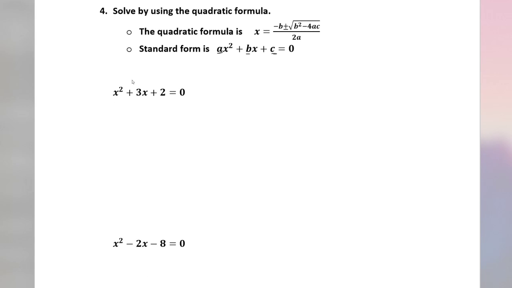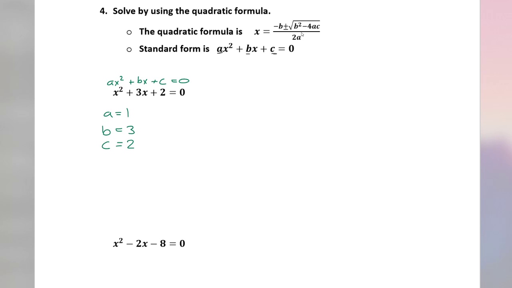So if I was to write that over the first one, my a value is 1, my b value is 3, and my c value is 2.